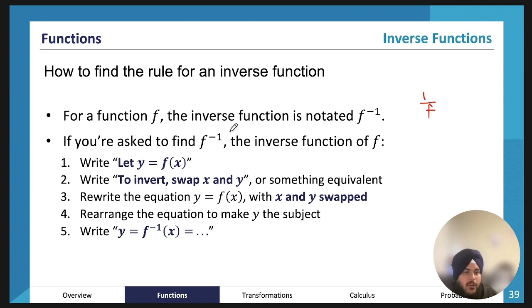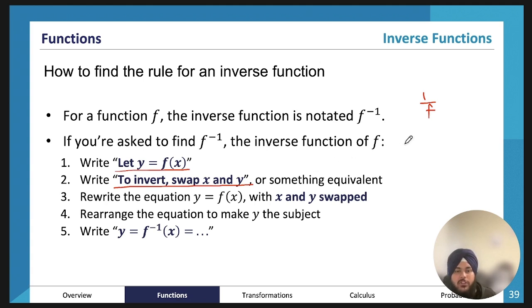When you are given a question that asks you to determine the inverse function of f, first of all, let y equal f of x. You need to actually write this if it's not already given in the form y equals f of x. The next thing you need to write is to invert, swap x and y. This is something you need to write just in terms of notation. Then rewrite the equation with the x and y swapped.